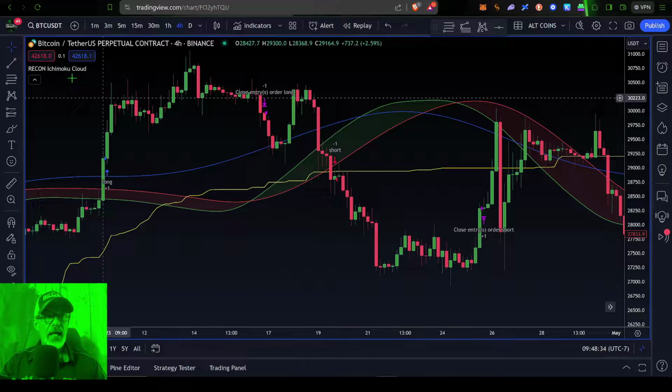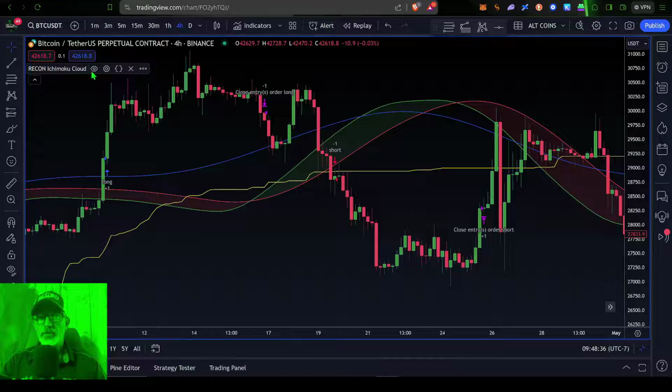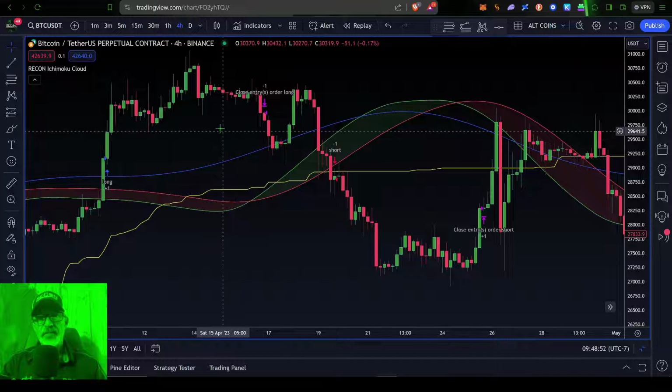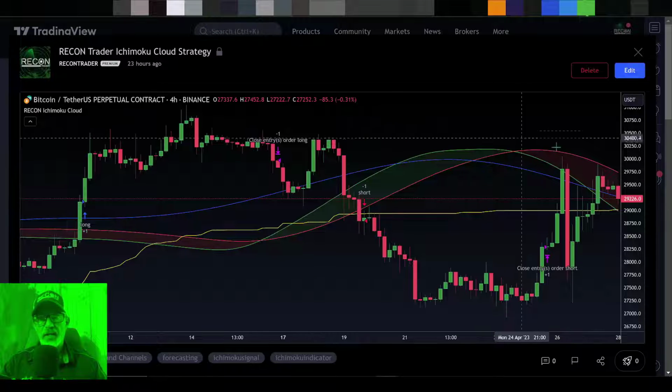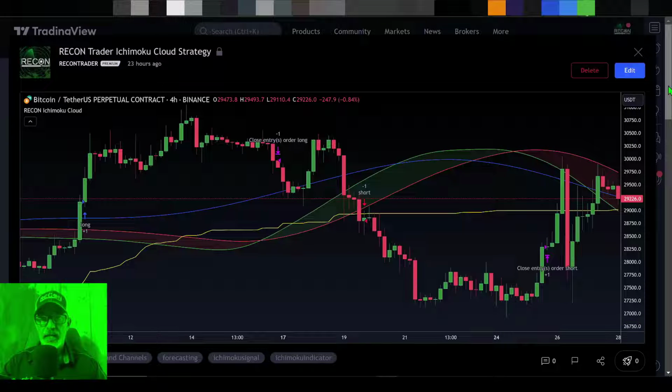But if you want to add my Ichimoku Cloud strategy indicator to your charts, first of all, you'll need to be one of my YouTube channel members. They will have access to a video with a link that will give them access to this indicator. It will bring them over here to this indicator page. You can see the little lock that indicates this is a private indicator and only available via a link.